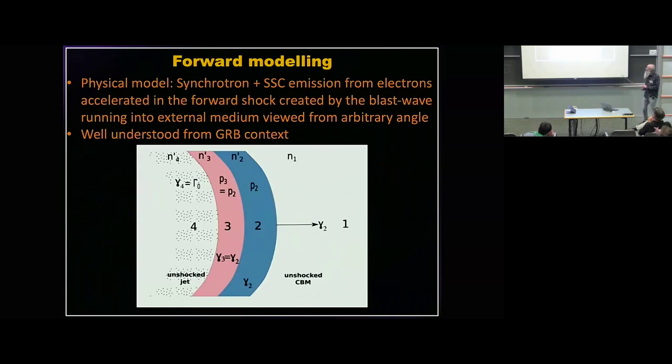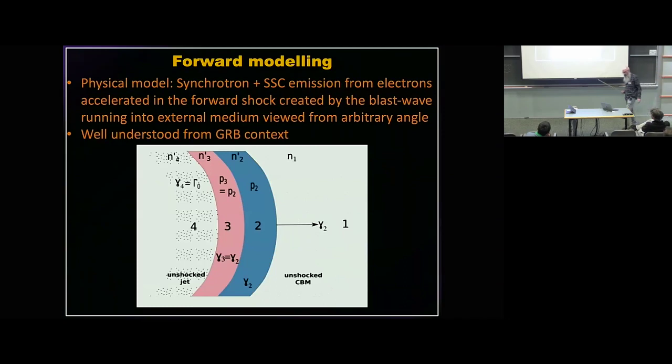So the thing that I want to suggest instead is to do forward modeling. And the idea here is basically an idea that has been used for many years in the GRB literature. So you have a blast wave, it's running into an external medium. You get a forward shock running into the external medium, a reverse shock running into the blast wave. Over longer periods of time, what you care about is really the forward shock. And then this forward shock accelerates electrons, it enhances magnetic field, and you get synchrotron and synchrotron self-Compton emission.